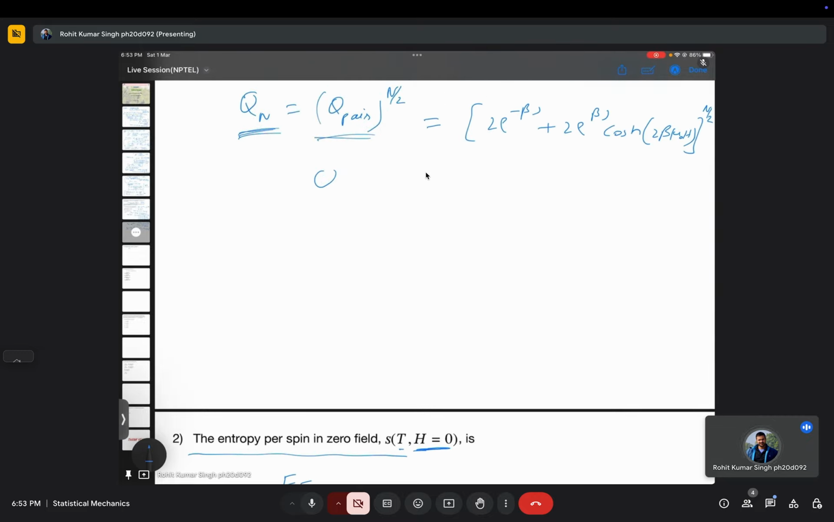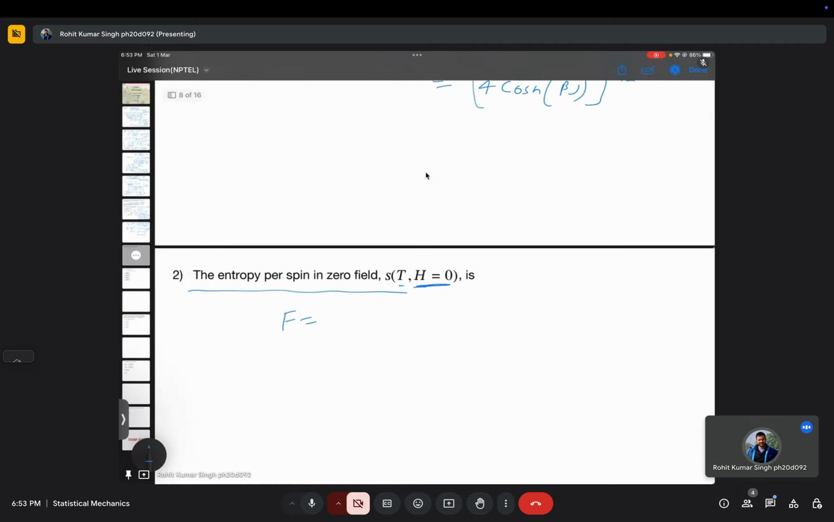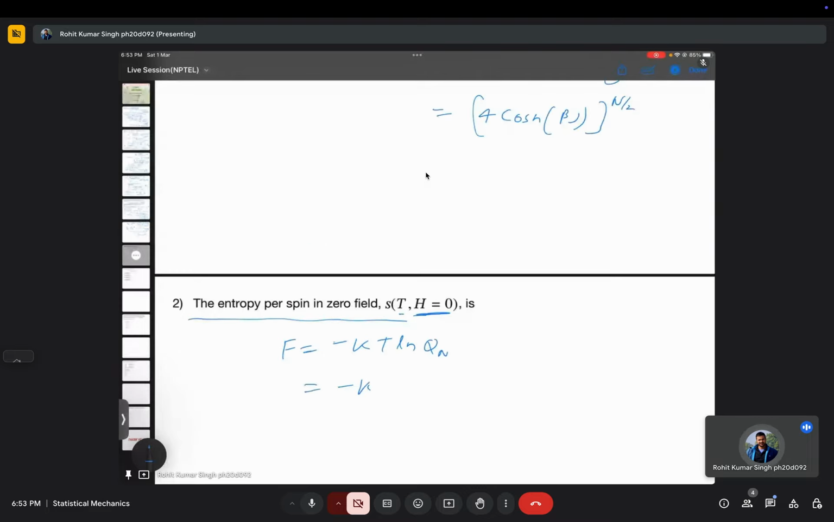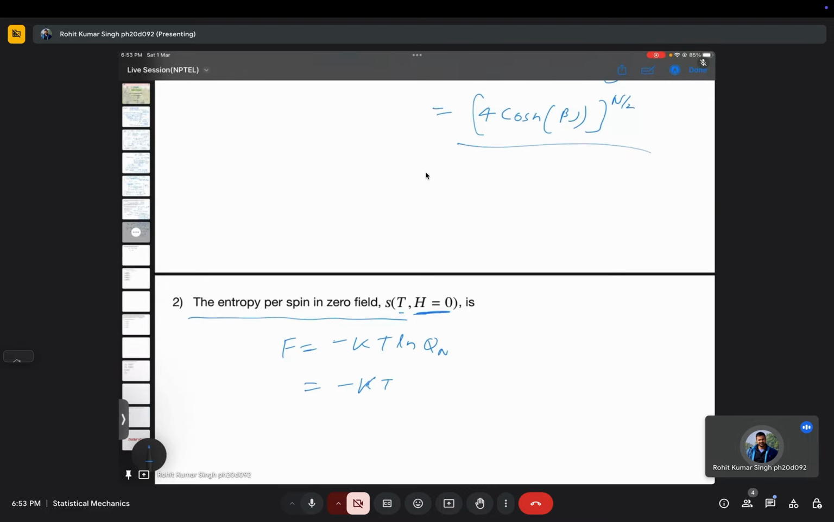So at H equal to 0, the partition function is very simple. It is just 2 e to the power minus beta J plus, this one is 1, right? If you put H equal to 0, this will be 1, to the power N by 2, and again you can combine them together as 4 cos h beta J whole to the power N by 2. And now you can calculate the Helmholtz free energy, which is just minus kT ln Q_N. So if you take log of this, you will get minus kT N by 2 log of 4 cos h beta J, right?